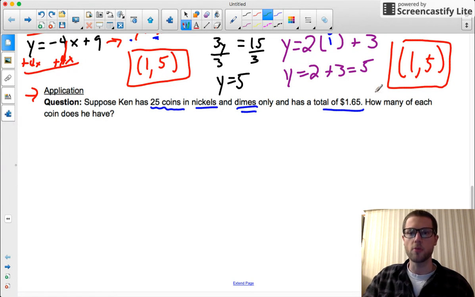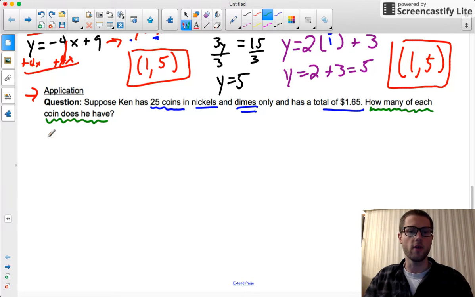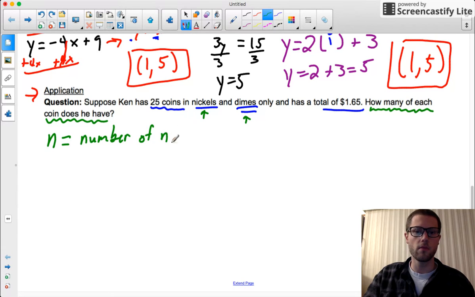Well, with these application problems, that final question is where our variables lie, or those things we're trying to figure out lie. So if we're asked at the end, how many of each coin does he have? Well, the things we're trying to figure out are the number of coins, and which coins? It's nickels and dimes. So when we declare some variables here, let's declare n is going to equal the number of nickels, and let's say that d then equals the number of dimes.